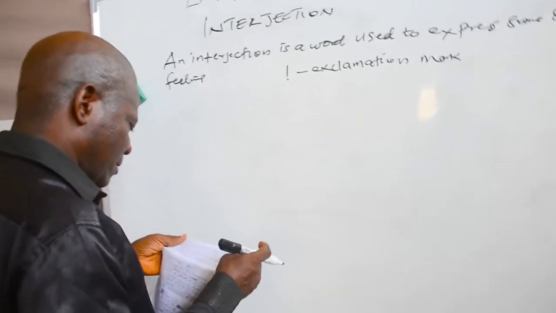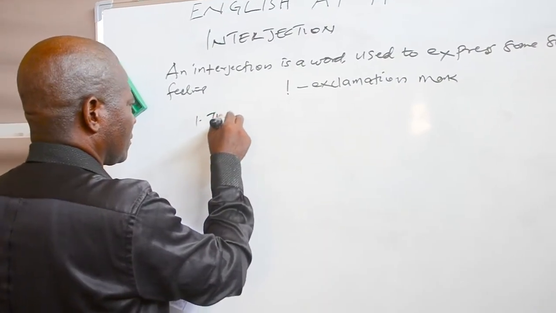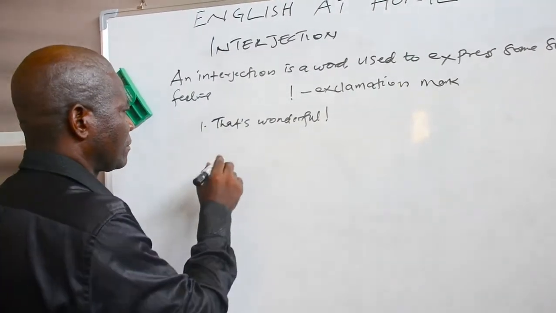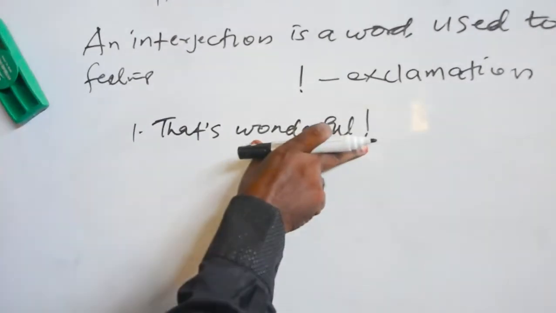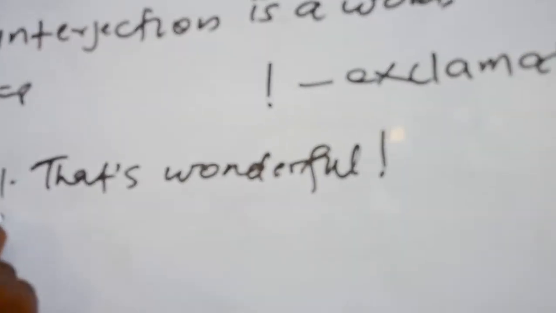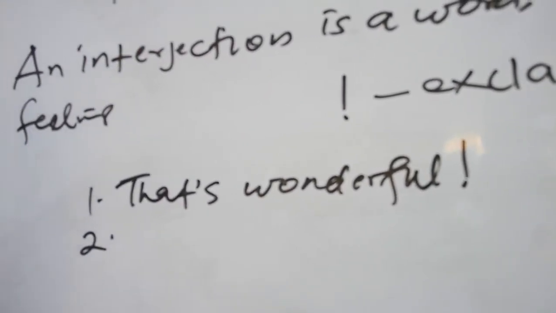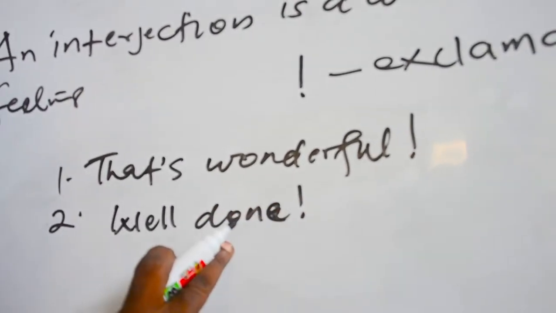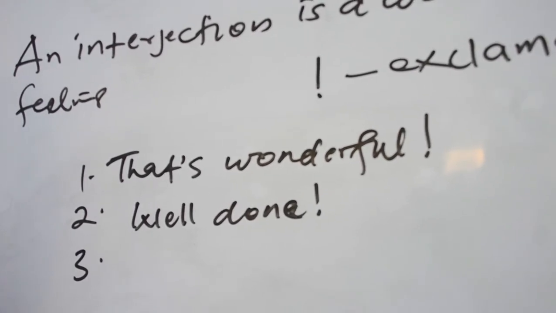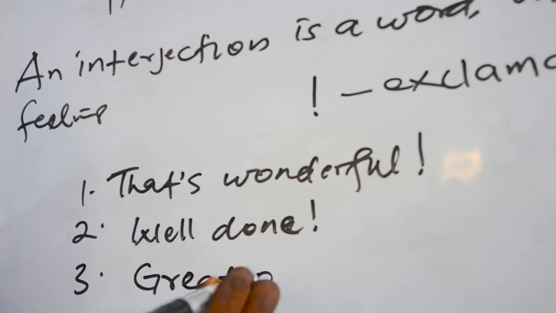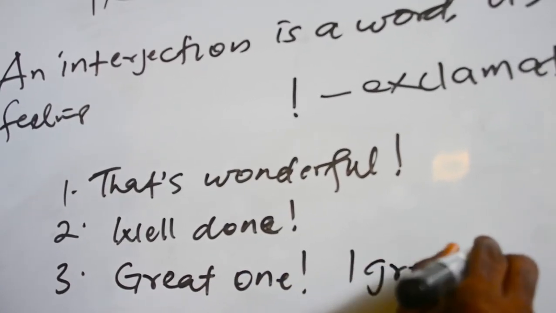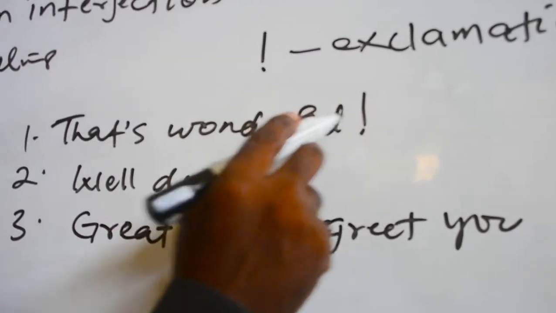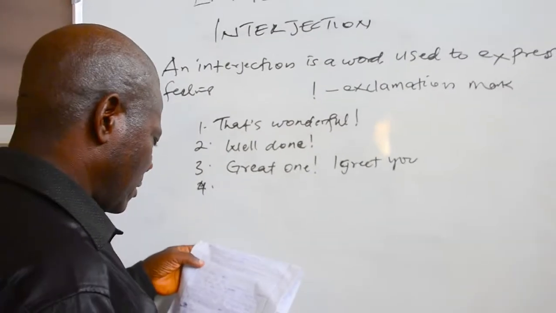We have some examples like, that's wonderful! You see, this exclamation mark shows on the word wonderful. That's the interjection. We have something like, well done! You see the exclamation mark on the word of the interjection. So we have, say, great one! I greet you. So you see, the interjection is not I greet you, it's on great one. Wherever you see the exclamation mark, that shows you the actual interjection.